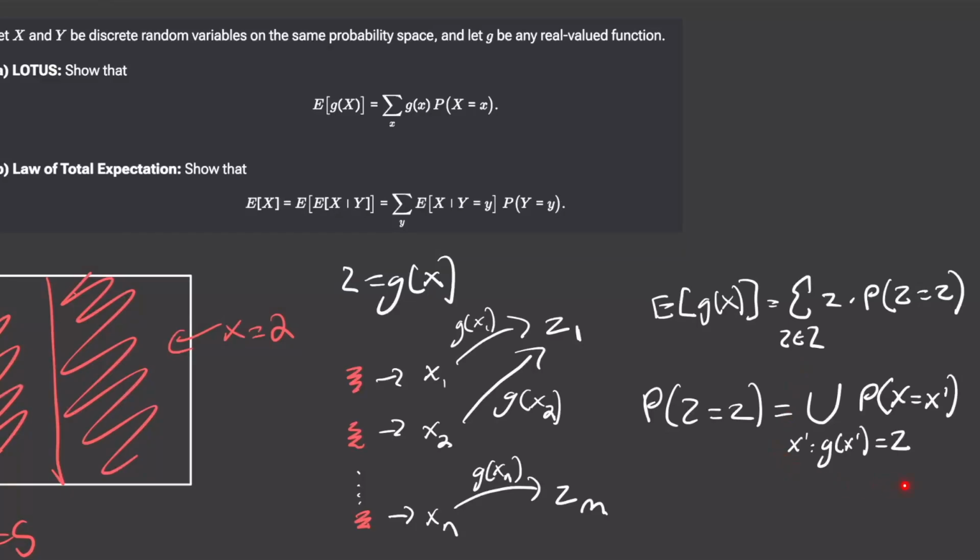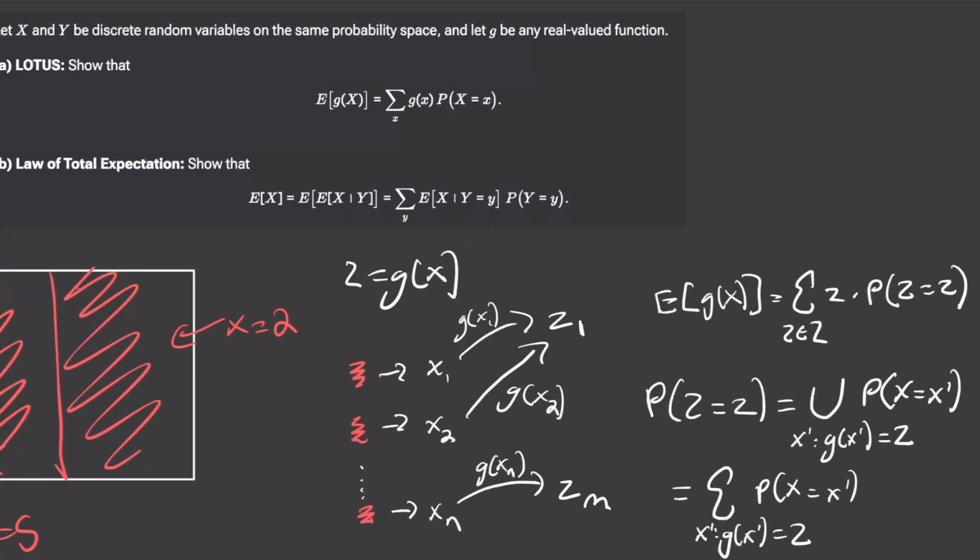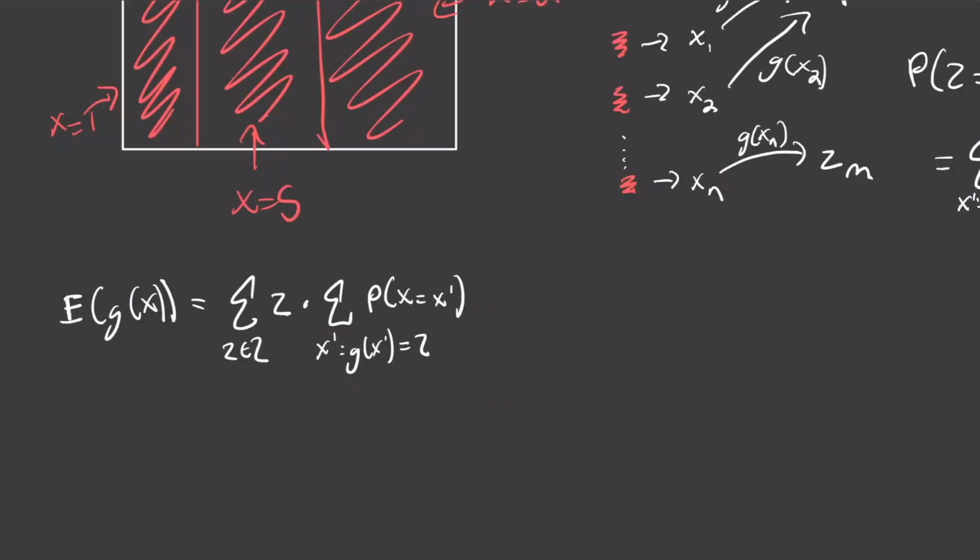So now to find the union of a bunch of sets, we just use inclusion-exclusion, but since x fully partitions our sample space because it's a discrete random variable, we're going to have no intersection terms, so that we can just say that this is equal to the sum over all the x prime such that g of x prime equals z, of the probability that x is equal to x prime. That's the probability of z equaling some specific z value. So now let's plug that back into our original equation. And when we do that, it's going to look like this.